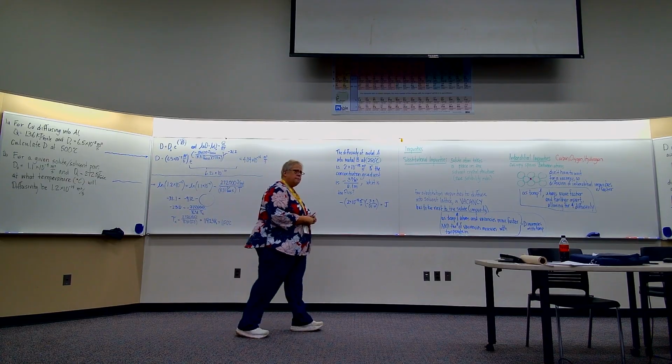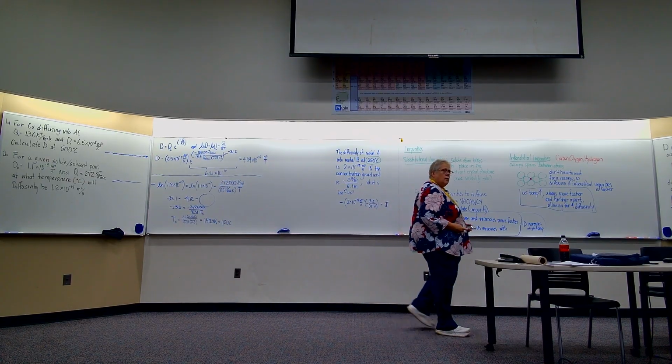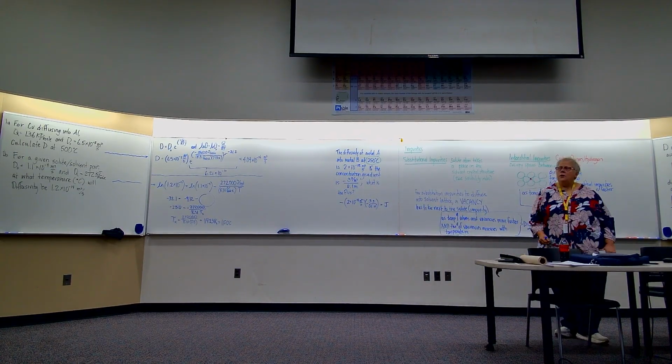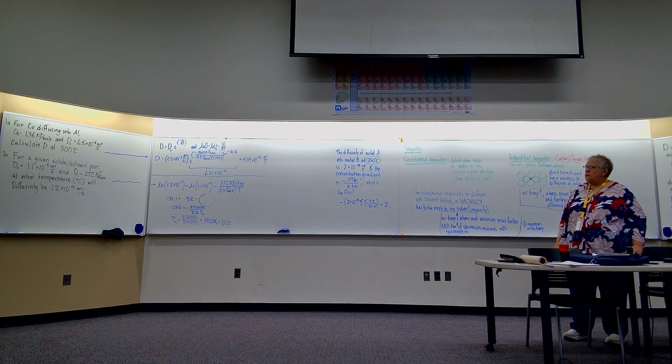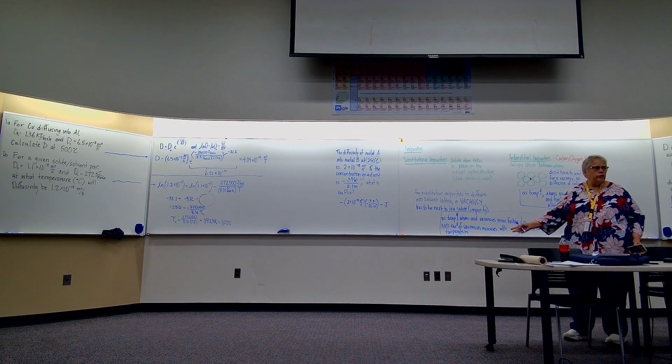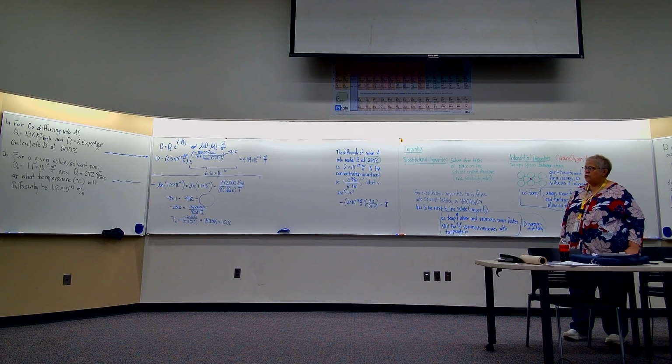Any questions on that? So these are examples of solving for one unknown when all the other variables are given. So there's only a single unknown.